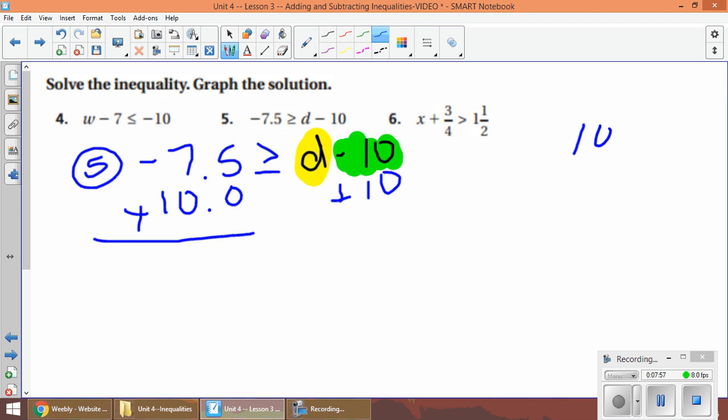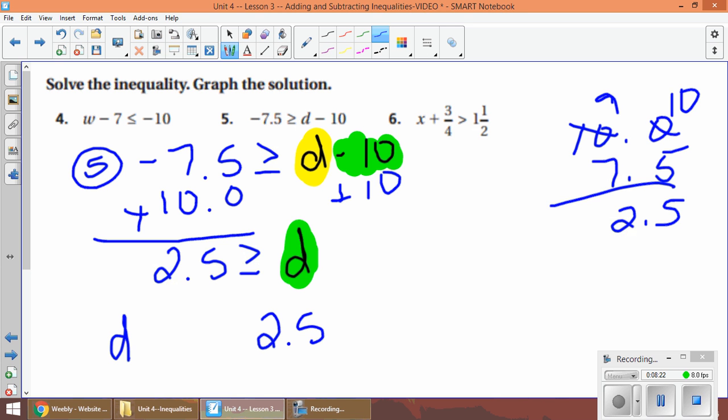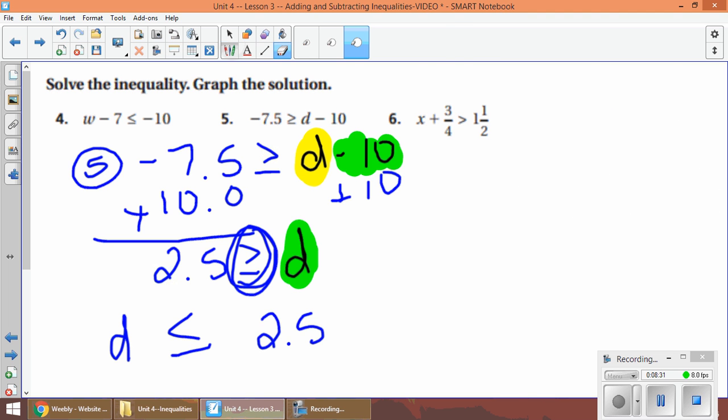Remember, if you don't have a calculator, my signs are different. So I get 2.5 is greater than or equal to d, but I need to make sure that my variable is up front. So I'm going to flip-flop the variable and the solution, and if I do that, I'm just going to flip the inequality sign. Now I'm going to graph my solution.